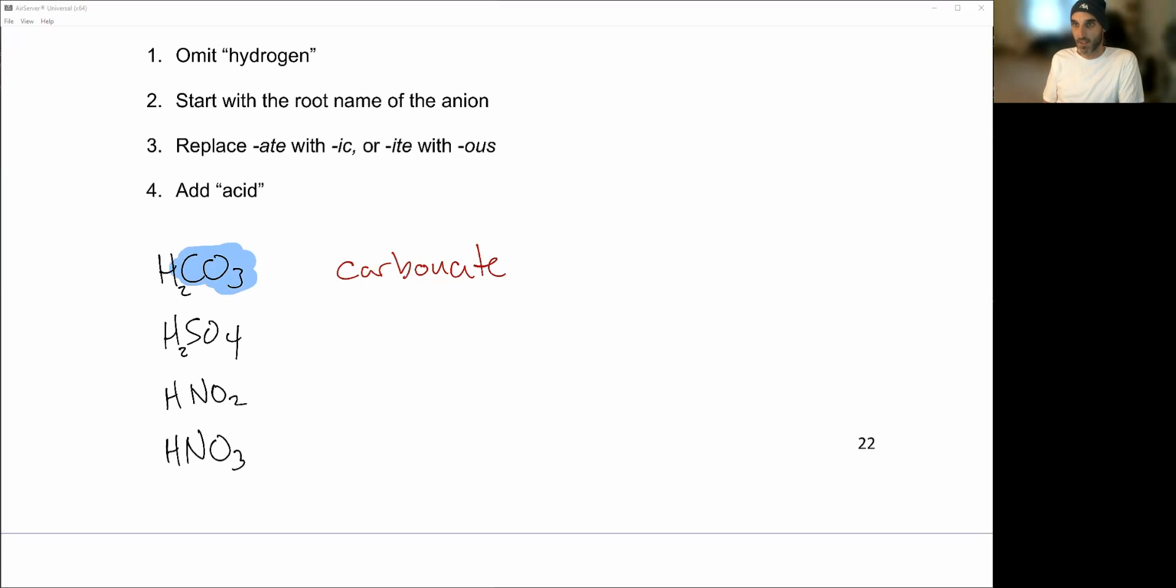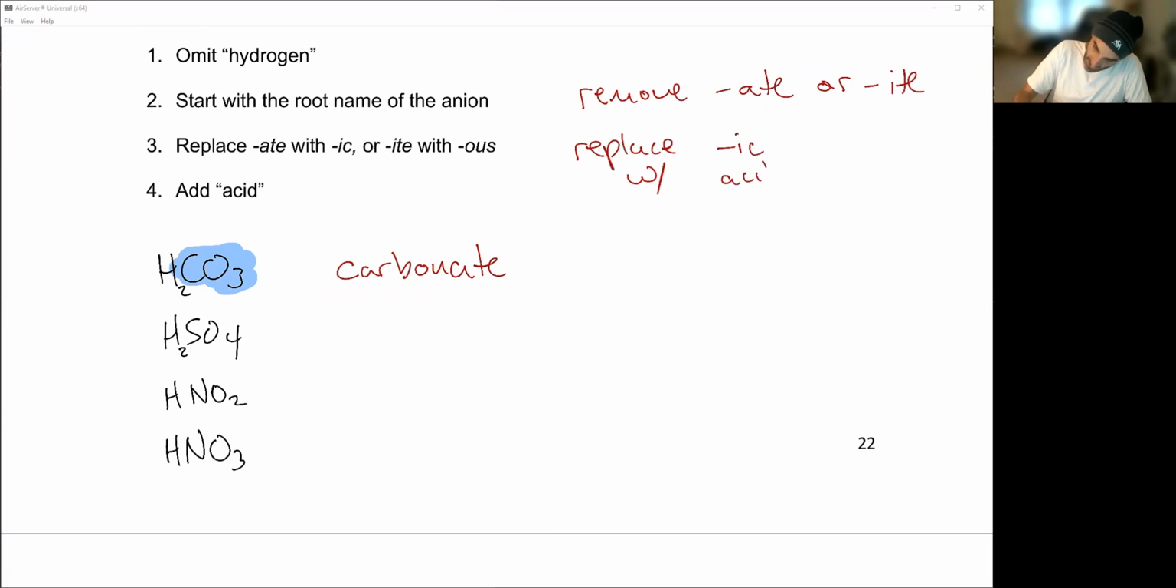So if carbonate is the polyatomic, all we're simply going to do is take our polyatomic, and you're going to remove the ATE or the ITE ending, and you're going to replace it. Any ATE gets replaced with IC acid, and any ITE gets replaced with OUS acid. So carbonate, we're going to simply mark it off. We're going to get rid of the ATE, and we're going to replace it with IC acid. So carbonic acid. Sorry about that. Yeah, better.